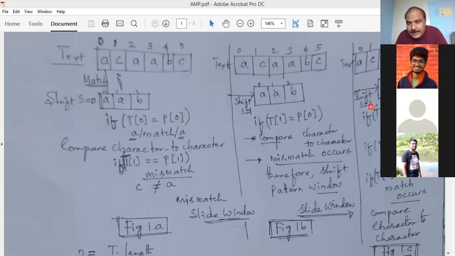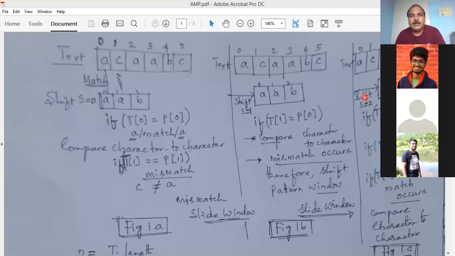So is it possible to have one more shift? Let us say, for example, this B is not a B here; let us say it is a C. What do you do in that case? In place of this B, if a C occurs, what do you do? One more shift, sir. Yes, one more shift, very nice. That means if there is a mismatch at the last character, we need to make one more shift.